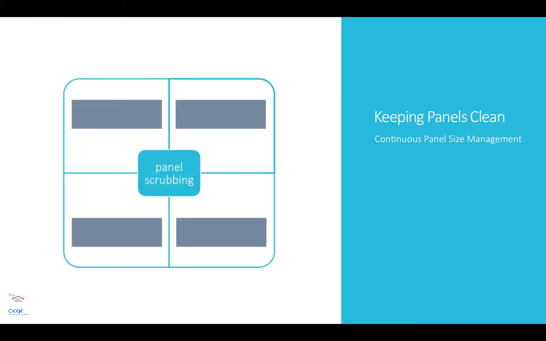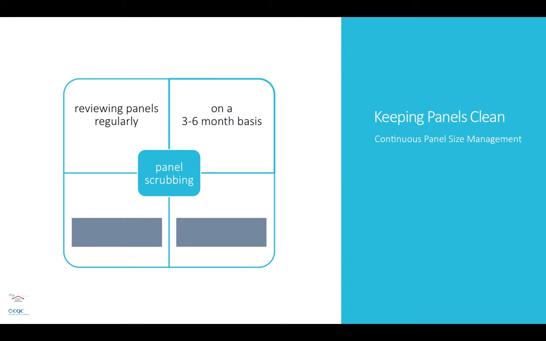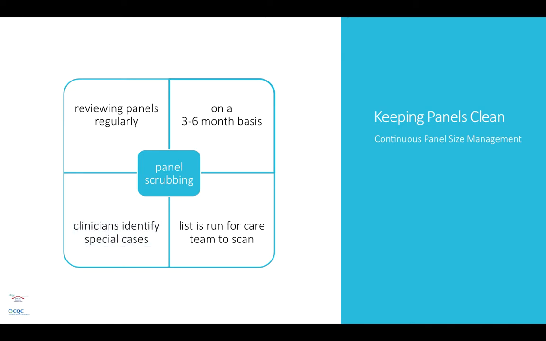Panel scrubbing is the process of reviewing panels on a regular basis to ensure that they are accurate. Ideally, this occurs every 3 to 6 months. It can be as simple as running lists and having the care team scan those lists during a meeting to identify people who are incorrectly assigned or who have left the practice or passed away. Note that we are usually not asking clinicians to sit down and look up patients. Rather, we're asking them to point out cases that they think may require some looking into.